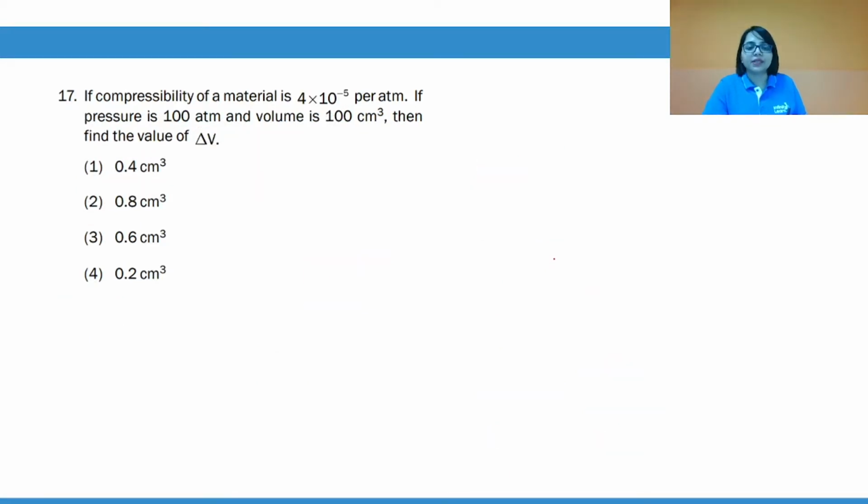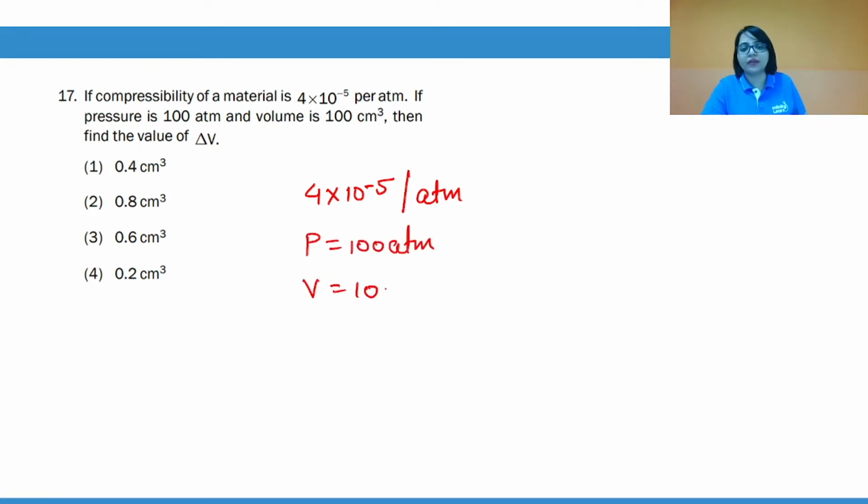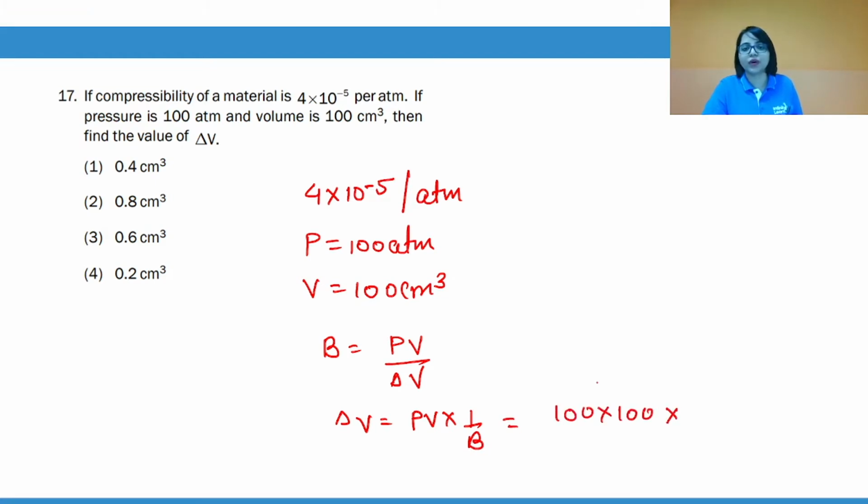Next is, if the compressibility of a material is 4 into 10 power minus 5 per atm, and the pressure is 100 atm, and the volume is 100 centimeter cube, then find the value of delta V. So the bulk modulus is P V upon delta V. So delta V will be P V into 1 by the bulk modulus. P is 100, V is 100 centimeter cube, into the compressibility, which equals 4 into 10 power minus 5. So delta V, the change in volume, will be 0.4 centimeter cube, which is option 1.